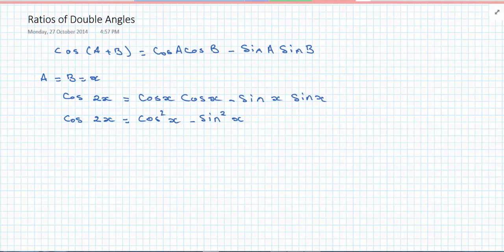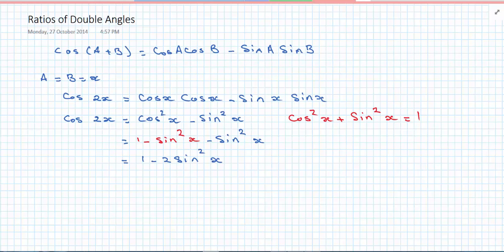Okay, now we can use cos squared plus sine squared equaling 1 to obtain two other relationships as well. So let's say instead of cos squared, I'm going to substitute 1 minus sine squared. So my new relationship becomes 1 minus sine squared minus sine squared, which results in 1 minus 2 sine squared x.